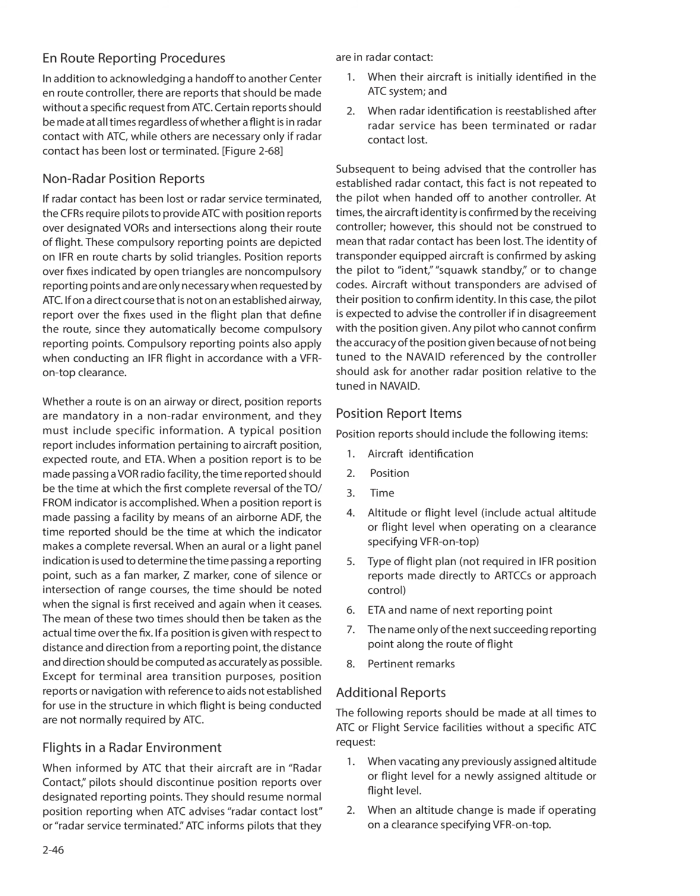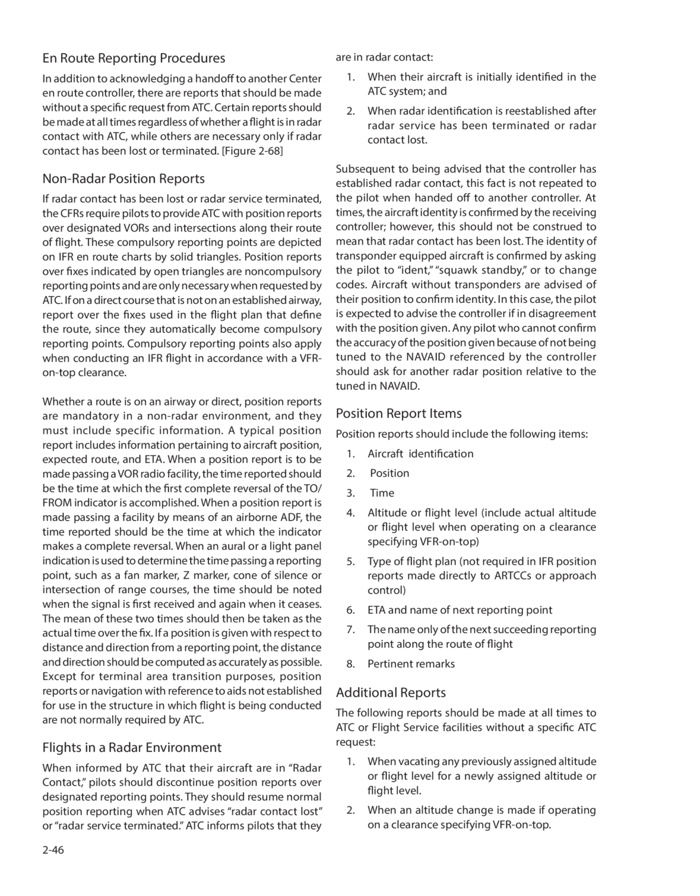At times, the aircraft identity is confirmed by the receiving controller, however, this should not be construed to mean that radar contact has been lost. The identity of transponder-equipped aircraft is confirmed by asking the pilot to ident, squawk standby, or to change codes. Aircraft without transponders are advised of their position to confirm identity. In this case, the pilot is expected to advise the controller if in disagreement with the position given. Any pilot who cannot confirm the accuracy of the position given because of not being tuned to the NAVAID referenced by the controller should ask for another radar position relative to the tuned-in NAVAID.